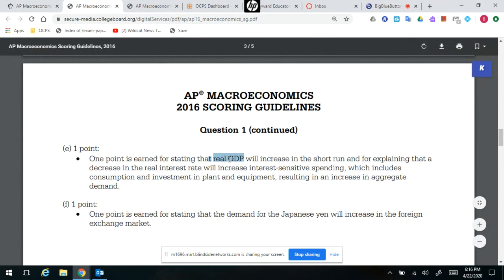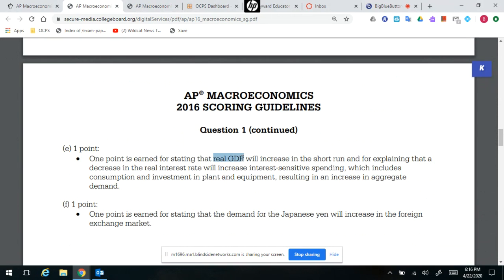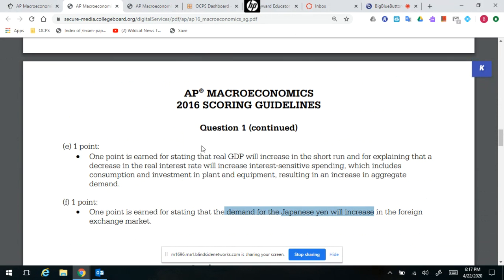Because we have more real GDP, that means we also have more real income. We are buying more stuff. If we are buying more stuff and we have more income, some of those things that we will buy will come from Japan. So in order to buy those things from Japan, we are going to have to demand the Japanese yen. So the demand for the Japanese yen will increase because we're wealthier, because we have more real GDP. We're going to buy a few more imports.